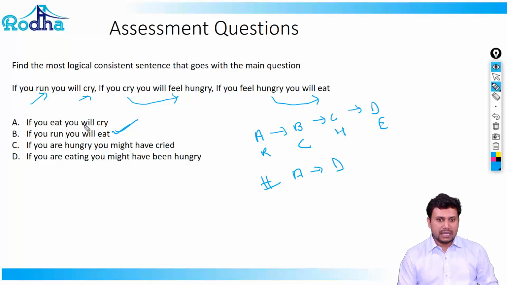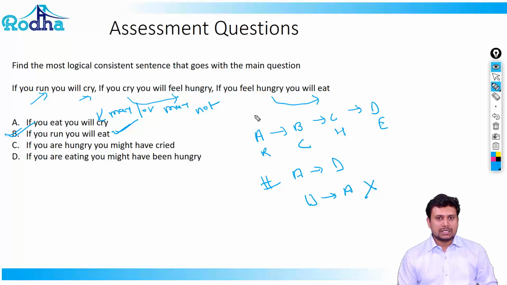But if you eat, you will cry may or may not be correct. So it is may or may not be correct. So all maybe, may not be cases have to be eliminated. The one which is absolutely sure has to be the answer, and therefore option number B has to be the answer for this question. Always remember that if A leads to D, D leading to A will not work. So had one of the option been if you will eat, you will run, that would have been absolutely wrong. I hope this is clear.